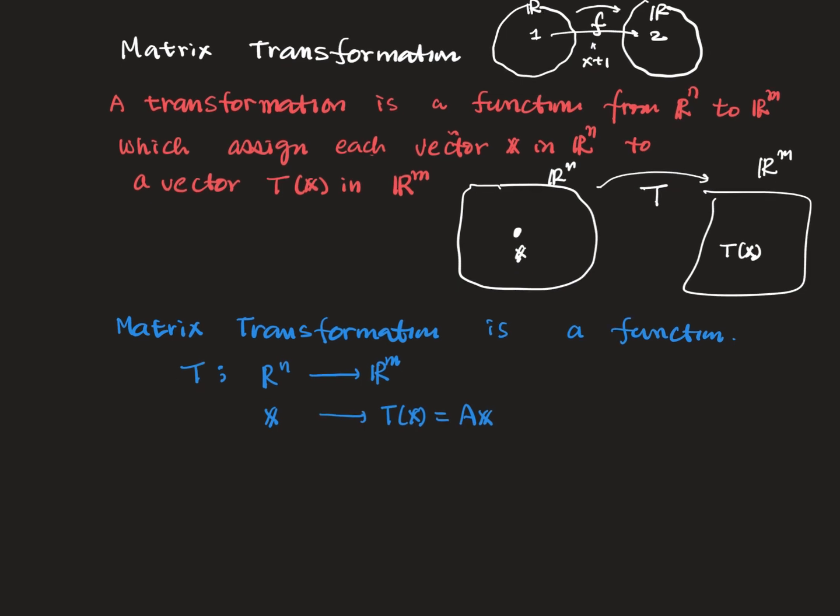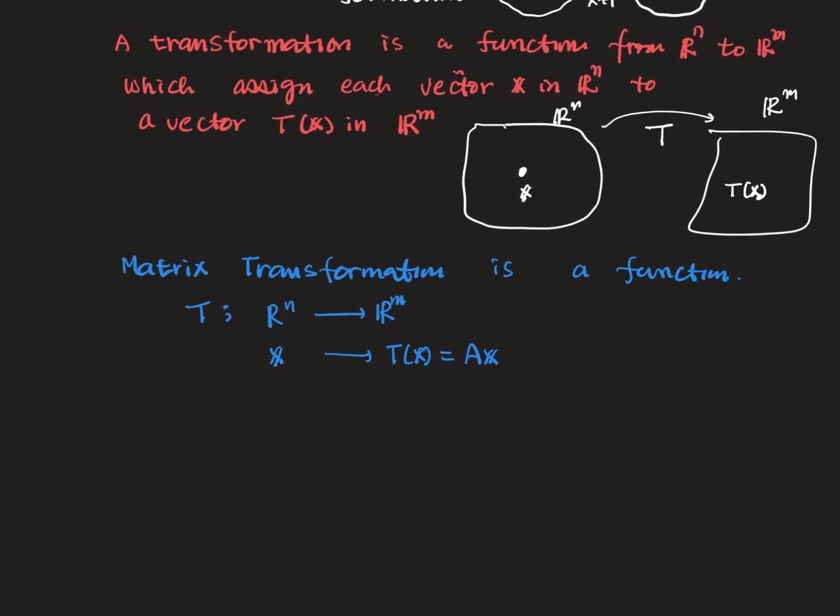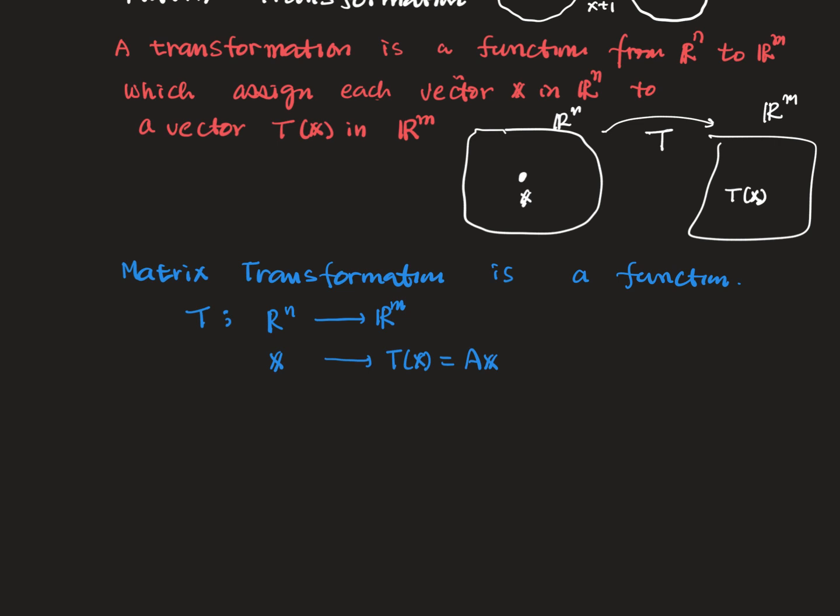So how can we define the transformation? It's not an easy task to define a transformation. That's why we use the matrix. How can we define the transformation? We're going to use a matrix, okay? So when you pick one vector in Rn going to Rm, we define the matrix A, and that's going to be A times x. That's how to define the transformation. So we call this a matrix transformation, guys, okay?